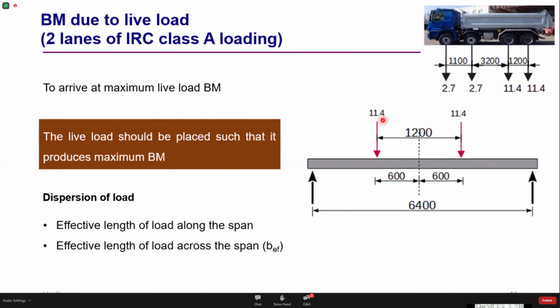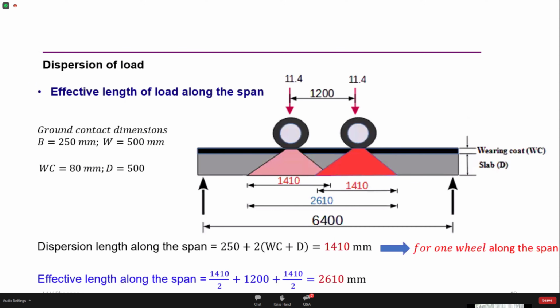So again, when these concentrated loads are placed on the deck slab, the loads are going to get dispersed through the length and across the length. So the next two things would be calculating the effective length of the load along the span and the effective length of the load across the span. So this is what we have here.